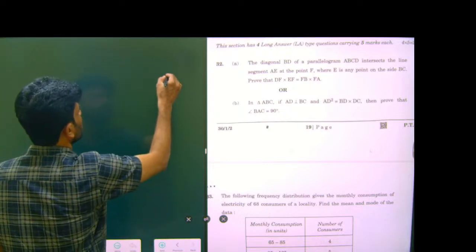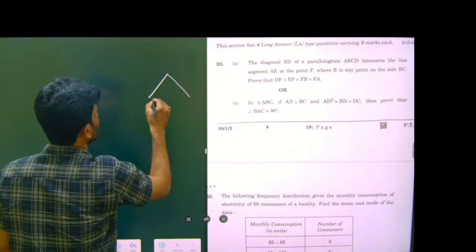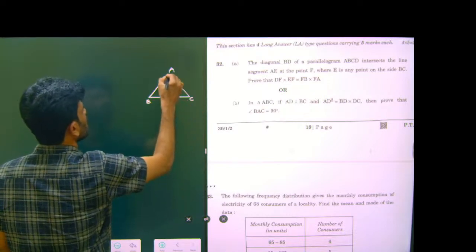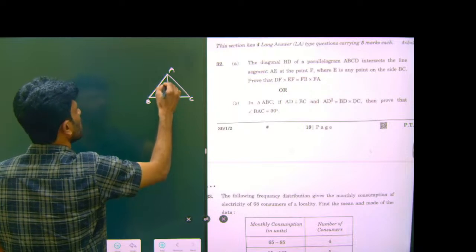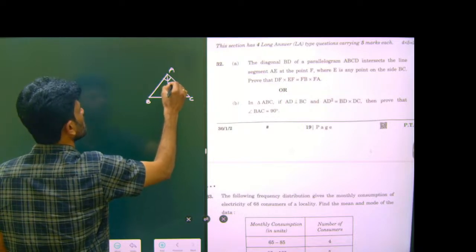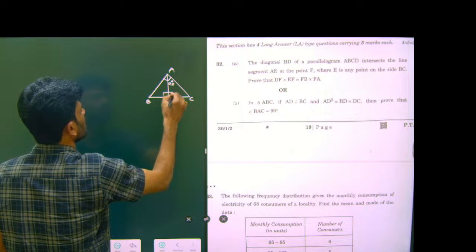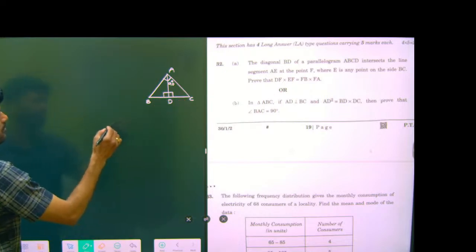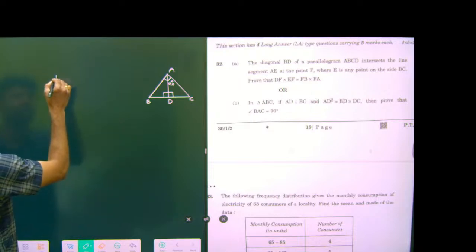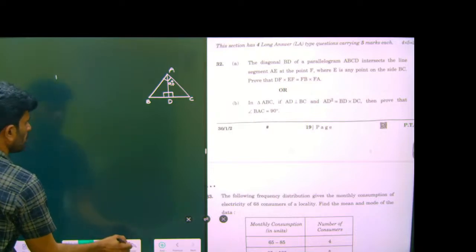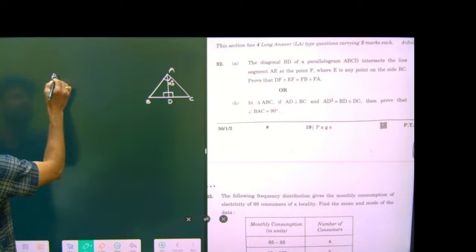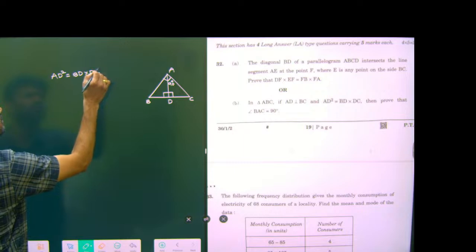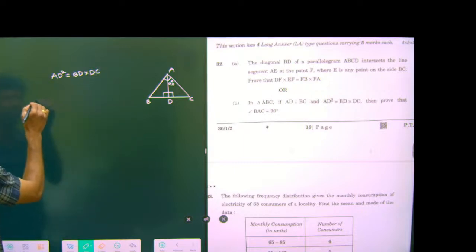We have a triangle like this. I will give you the idea, I will not solve it completely. A, B, C, and this is perpendicular AD, and this is 90 degrees. We know, given that, AD square is equal to BD into DC. So what we do here, we will find out AB square first.